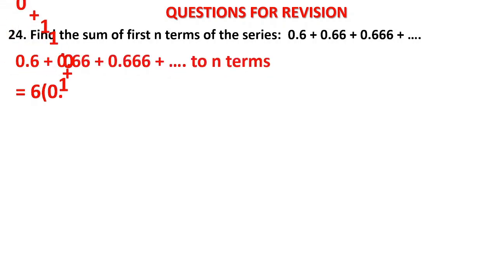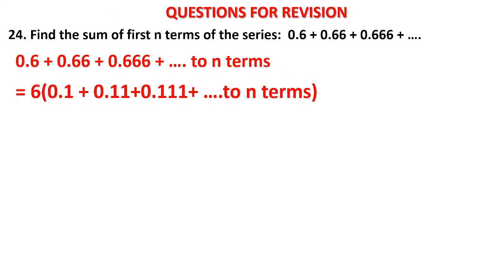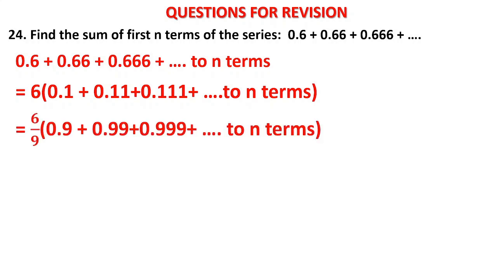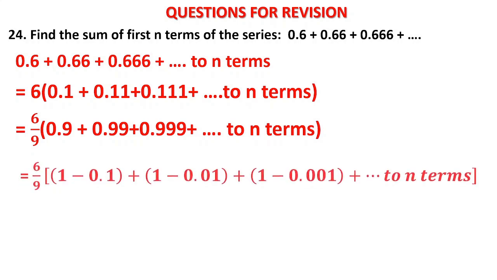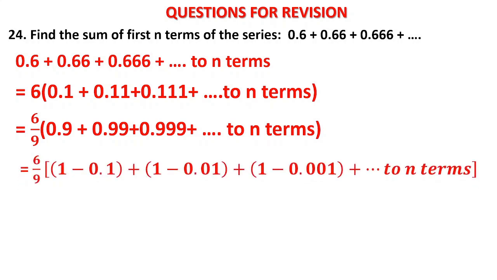Now let me take 6 outside. I will get 0.1, 0.11 and 0.111 and so on to n terms. And here I will multiply and divide by 9. It will become 0.9 plus 0.99 plus 0.999 to n terms. Now also it is not in geometric progression. Let me write 0.9 as 1 minus 0.1. 0.99 is 1 minus 0.01 and so on.